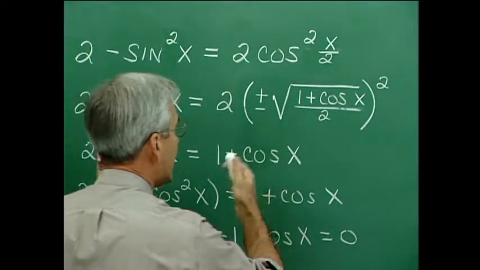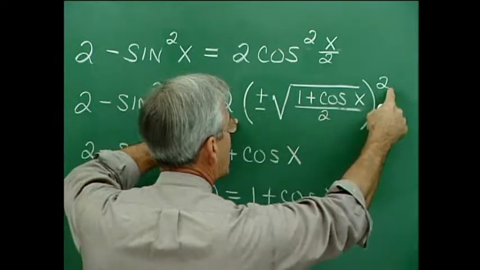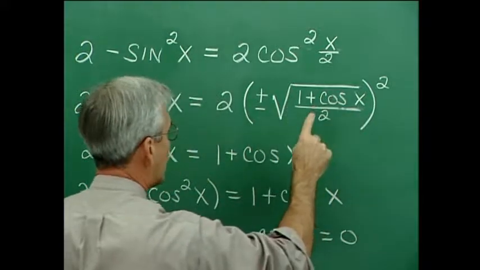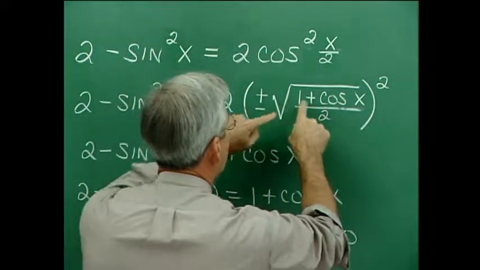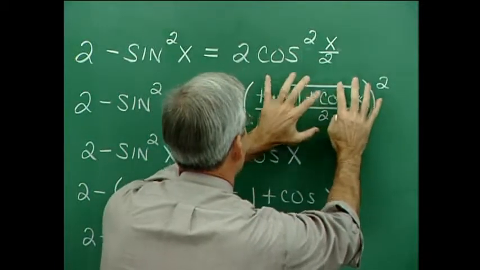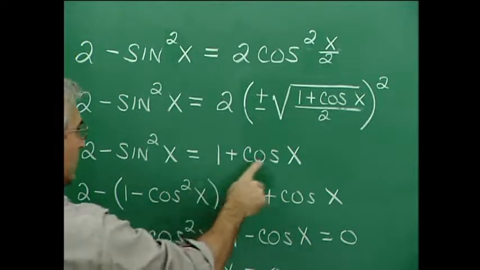And then I'll take it one more step before we even look at the other side. But plus or minus, when we square, we get plus. And when we square, the radical disappears. And so we have simply 1 plus cosine x over 2 here as this factor. And when we multiply times 2, the 2's go out. So we have 1 plus cosine x.